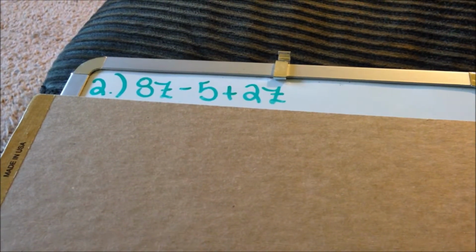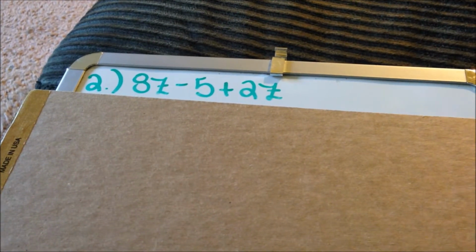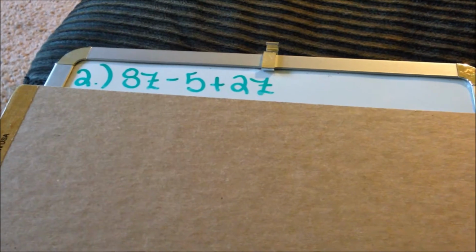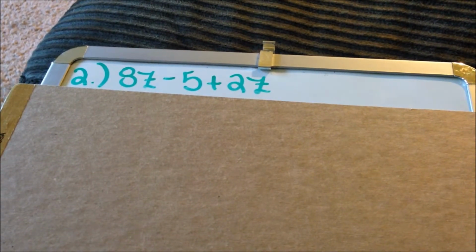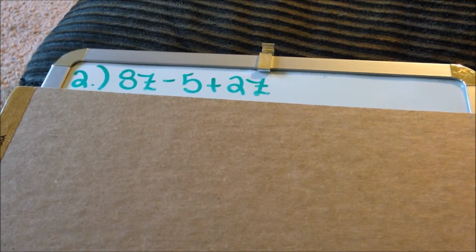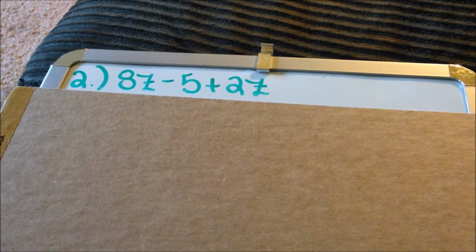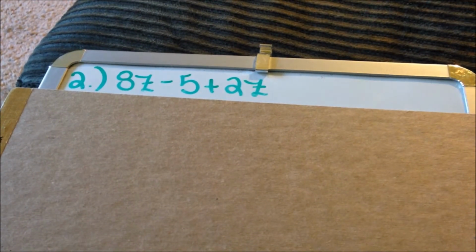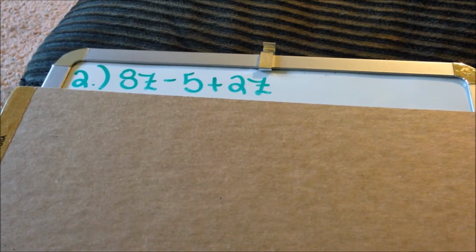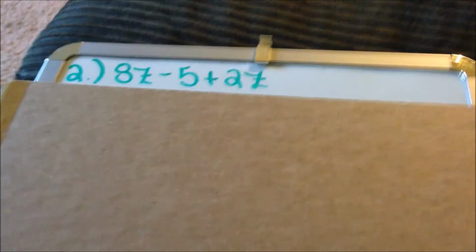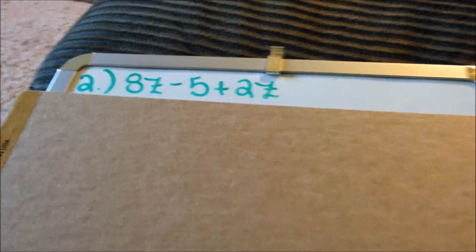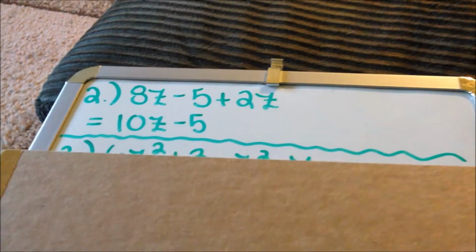Okay, number 2, simplify 8z minus 5 plus 2z. Our like terms this time are 8z plus 2z. If we add 8 plus 2 together, we end up with 10. The z stays the same. The like term stays the same. The minus 5 we can't do anything with. We just have to tack it on at the end. So our final answer is 10z minus 5.